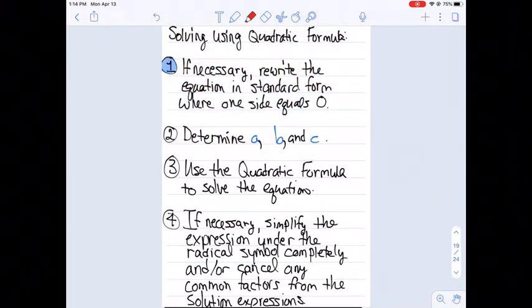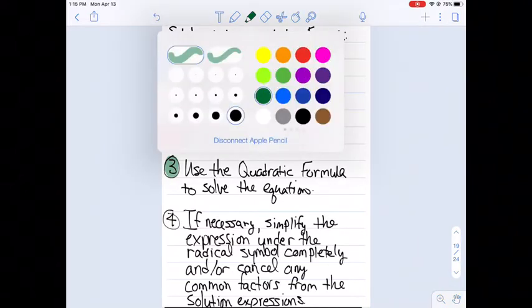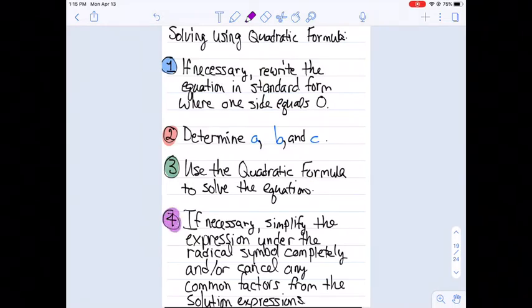So step 1, make sure one side is 0, other side is standard form. Step 2, find the values of a, b, and c. Step 3, use the quadratic formula. Simplify it using order of operations to solve the equation and get your roots. And then, if necessary, on step 4, you might have to do some cancellation of some common factors and simplify some radical expressions. We're going to do an example that will encompass that later on in this video. So that is how you solve an equation using the quadratic formula.